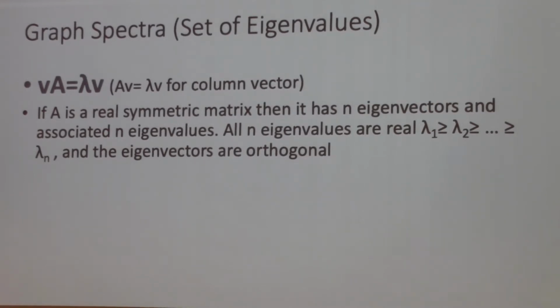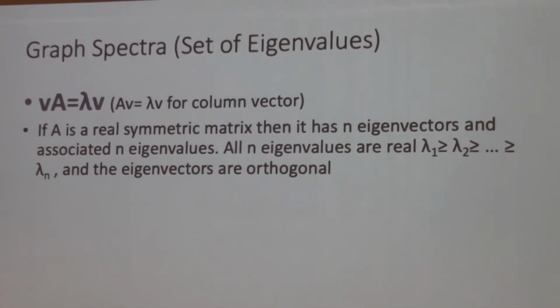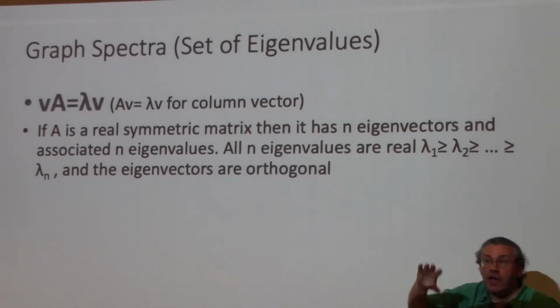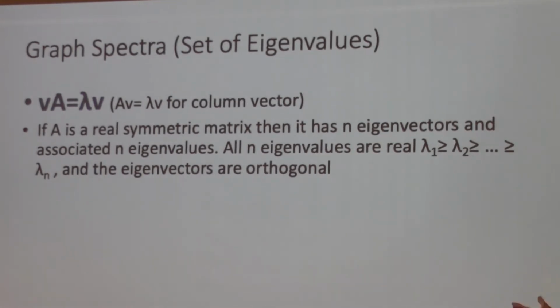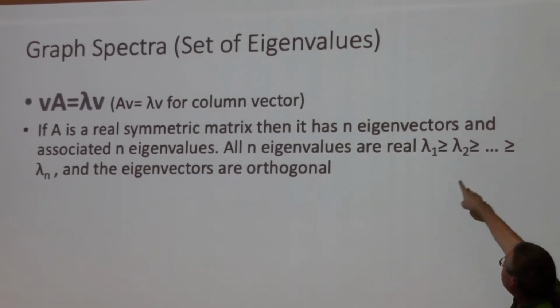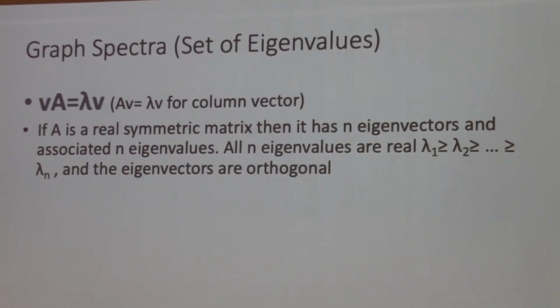Okay, so let me first recall what's called the spectrum, or the spectra, of a graph or of a matrix. If we have V times A is lambda V, and lambda is an eigenvalue, and A is a real symmetric matrix, which means basically we have an undirected graph now, then all the eigenvalues are real numbers, and we can organize them: you have the biggest one, which is lambda 1, all the way up to lambda n, and the eigenvectors are orthogonal.